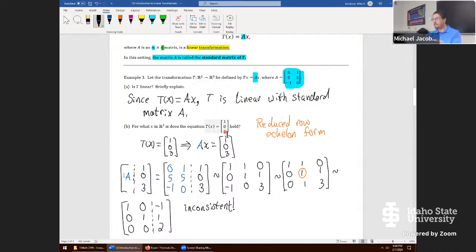Turns out the vector 1, 0, 3 lies above the plane. We got inconsistent. If it was consistent, it'd be right on the plane, and we would find exactly how to locate that thing. The right values right here would get us to that vector. But in this situation with inconsistent, we missed the plane, and so we'll say, for this question, for what x in R2 does this hold? There is no such x.